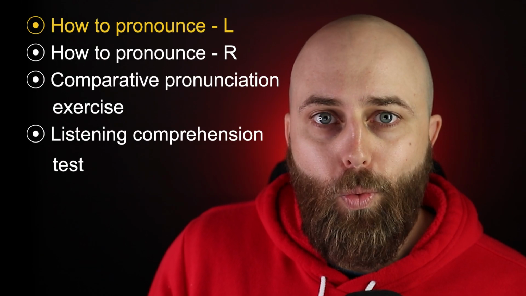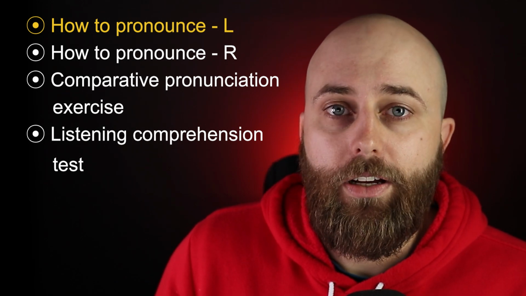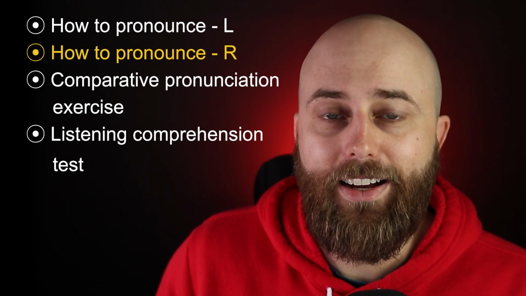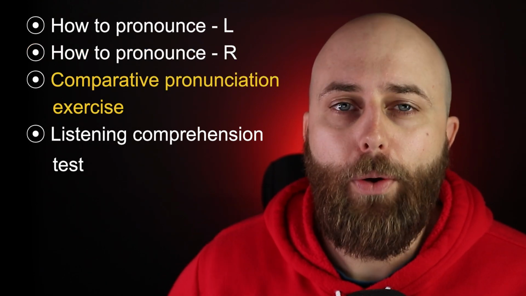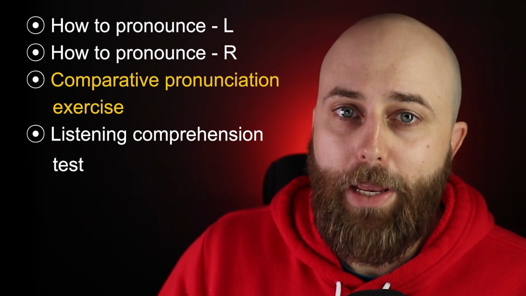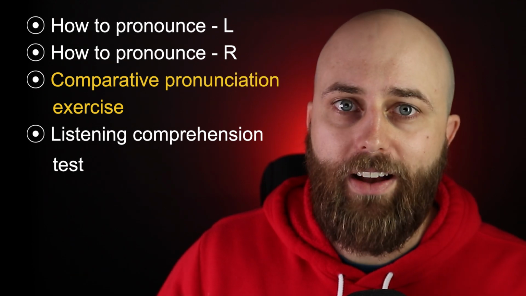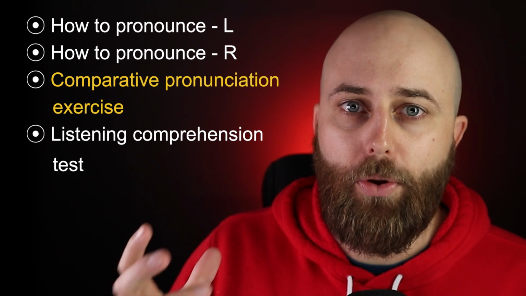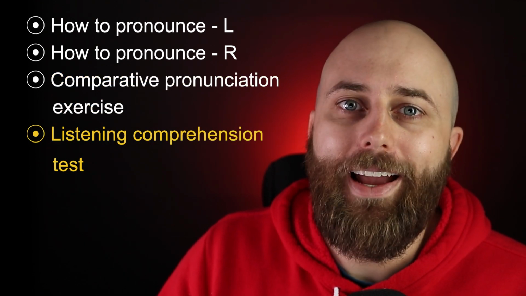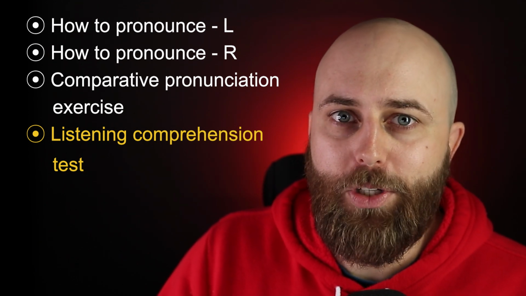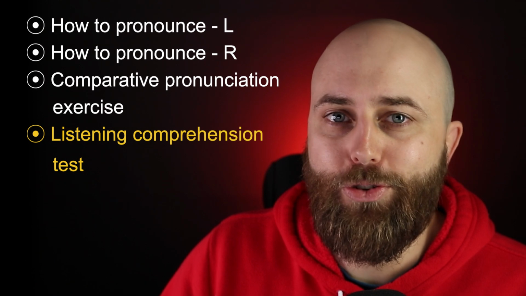It'll be broken up into 4 different sections. In part 1, we're going to practice pronouncing the L sound in English. In part 2, we will practice the R sound in English. In part 3, we're going to do a comparative pronunciation exercise where we will say minimal pairs with the L sound and the R sound so that you can practice going between the two and producing both sounds. And in part 4, this is going to be a listening comprehension test where you will have to see if you can hear the difference between L and R in Australian English.